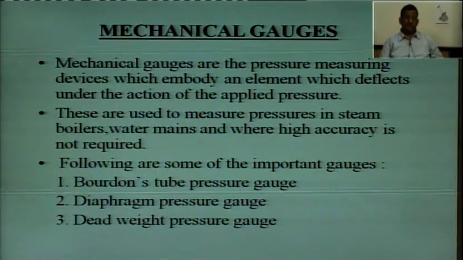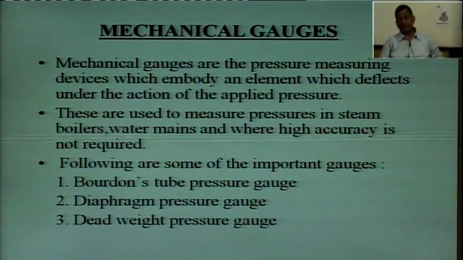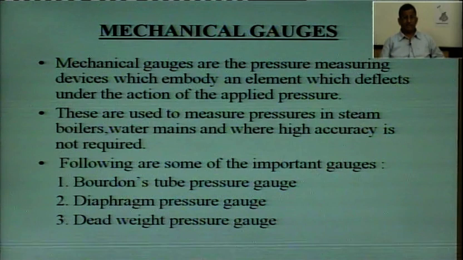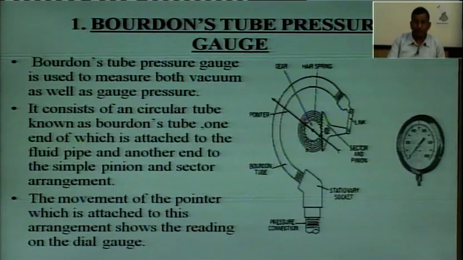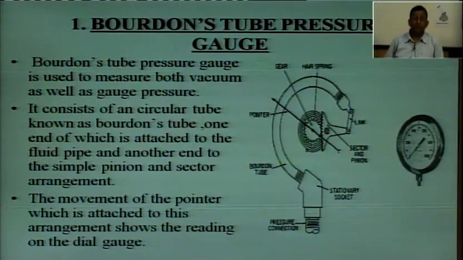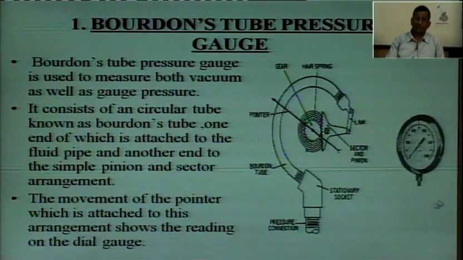Following are some of the important types. First, we have the Bourdon's tube pressure gauge, secondly the diaphragm pressure gauge, and thirdly the dead weight pressure gauge. So, one by one. The first type is the Bourdon tube pressure gauge. So this is a Bourdon type pressure gauge.